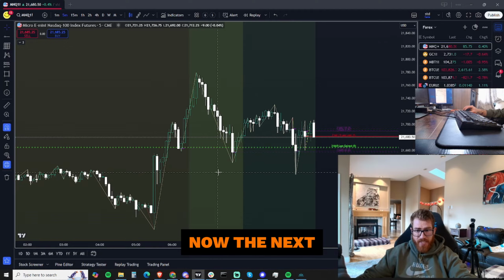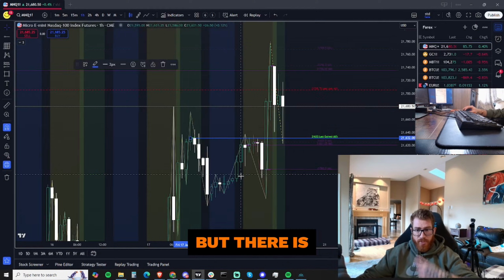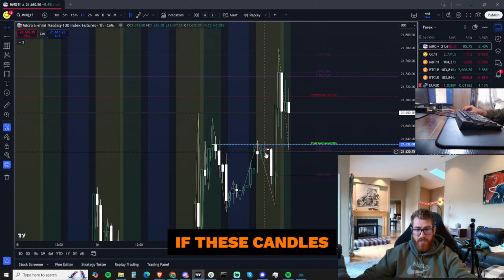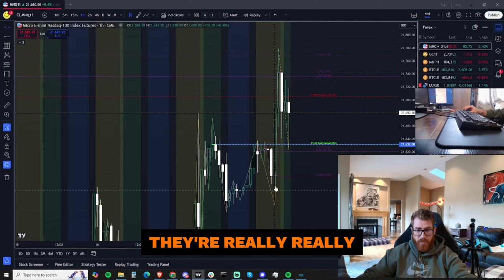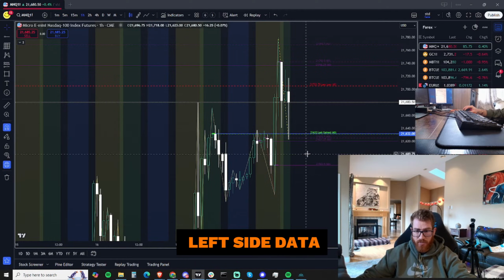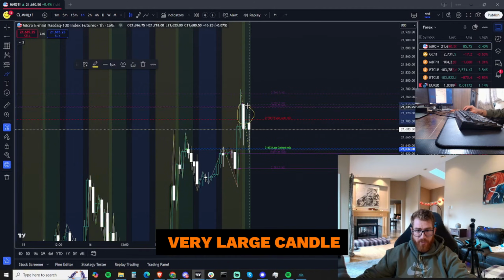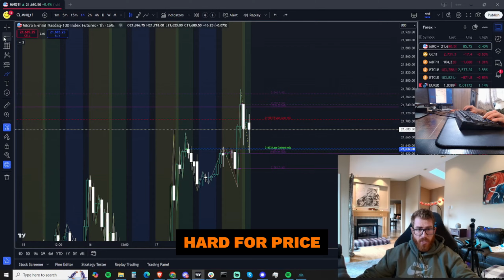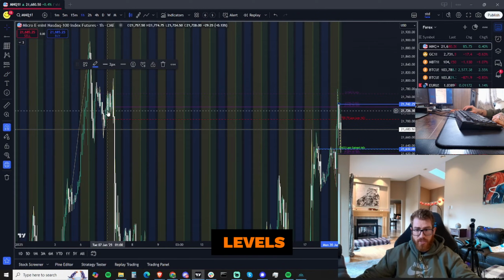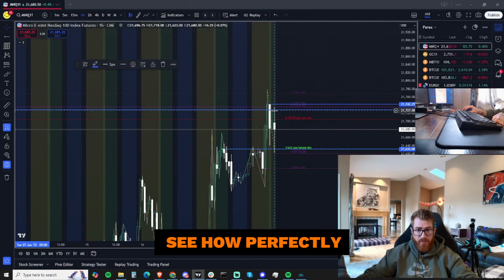Now, the next thing to note is there's something called pass-through levels. There is also a possibility if these candles are really wide, right? They're really, really large. You can pass through levels from left side data, okay? I'll look for an example here really quick. This is a very large candle here, right? So it's pretty hard for price to come all the way back to that top. So what they're going to do is they're going to use levels that are passed through from old data. So you can see how perfectly that one lines up.